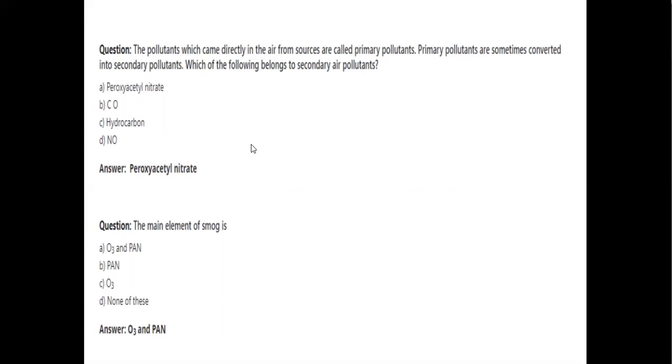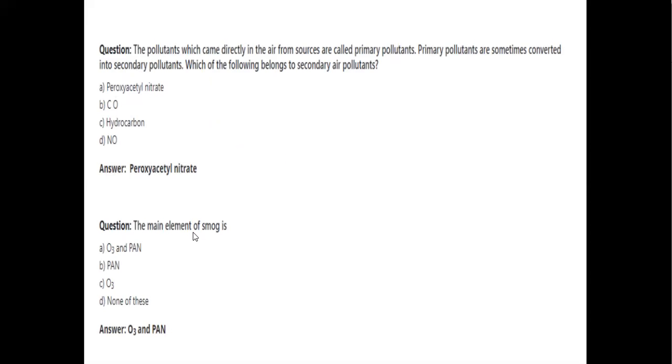The pollutants which came directly in air from source are called primary pollutants. Primary pollutants are sometimes converted into secondary pollutants. Which of the following belongs to the secondary pollutant? Peroxyacetyl nitrate, PAN, CO, hydrocarbon, NO. So option A is your right answer. PAN, peroxyacetyl nitrate, is your secondary air pollutant.